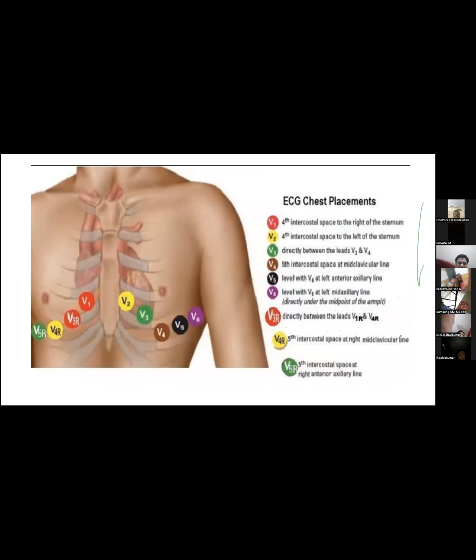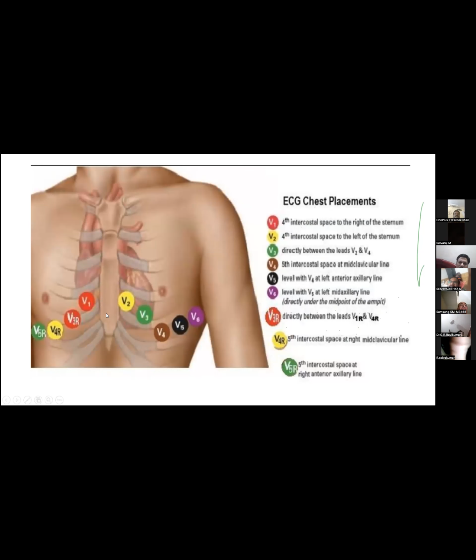See, this is how the ECG will be looking. You are going to place the lead in the fourth intercostal space on the right side of the sternum, that is V1. Left of the sternum is V2, at the apex is V4, between V2 and V4 is V3, lateral in the anterior axillary line is V5, and in the mid axillary line is V6. This is how you place the leads.